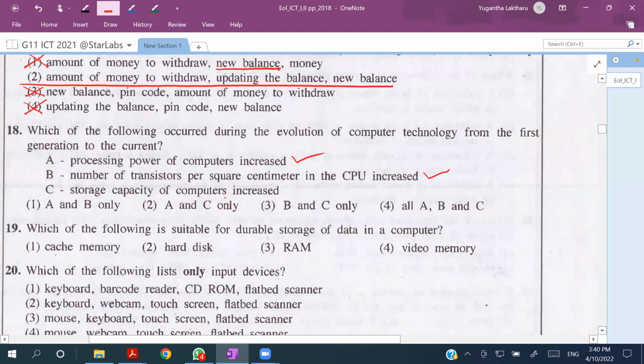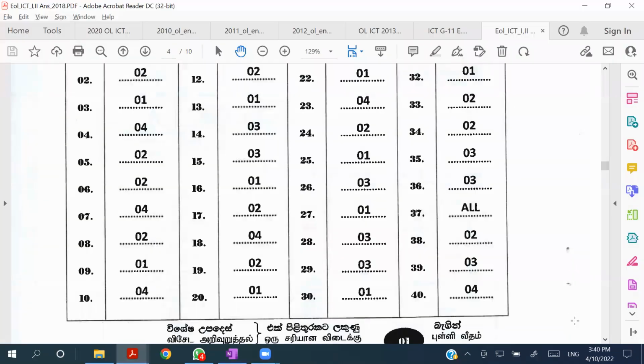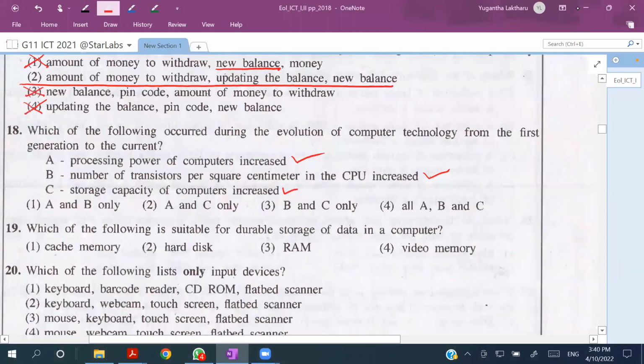Storage capacity of a computer increase, definitely. So it seems to be the fourth one. Let's cross check it. The 18th. Yeah, 18th, it's the fourth. Yes, so now it is correct. Right, so all four are correct.